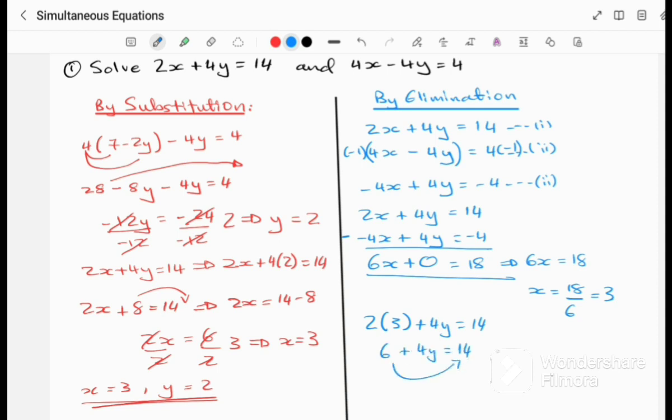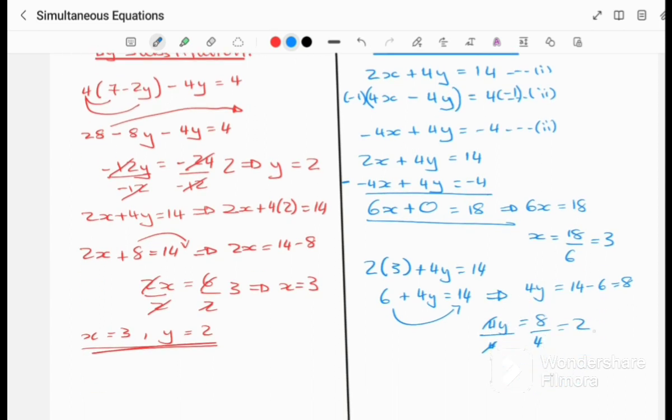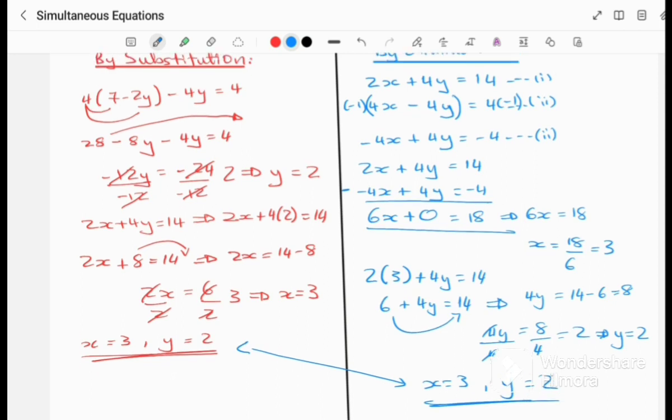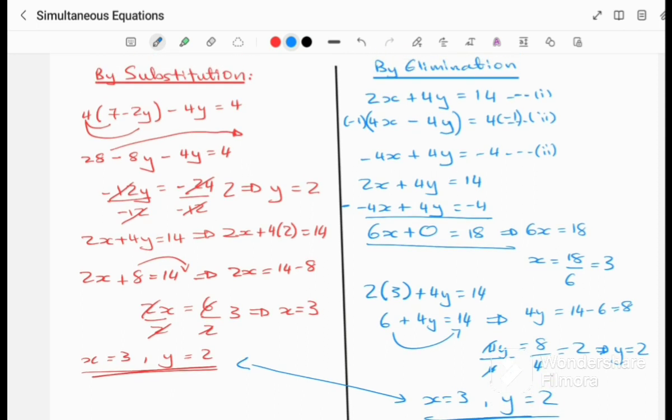We're going to move the 6 to that side, and that is going to become 4y is equal to 14 minus 6. And 14 minus 6 is 8. So we're left with 4y is equal to 8. We'll divide both sides by 4. And this is 2. So again, we're left with y is equal to 2. So we have x is equal to 3 and y is equal to 2. Same as this result. So you could use either substitution or elimination and you should be getting the same results.